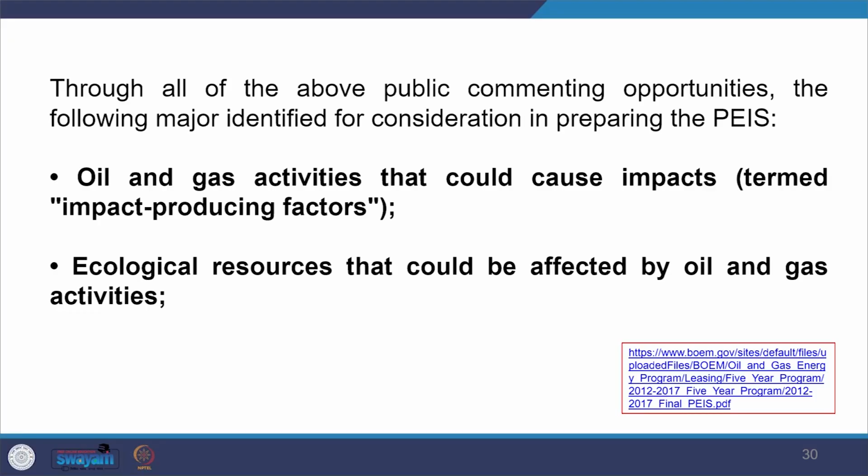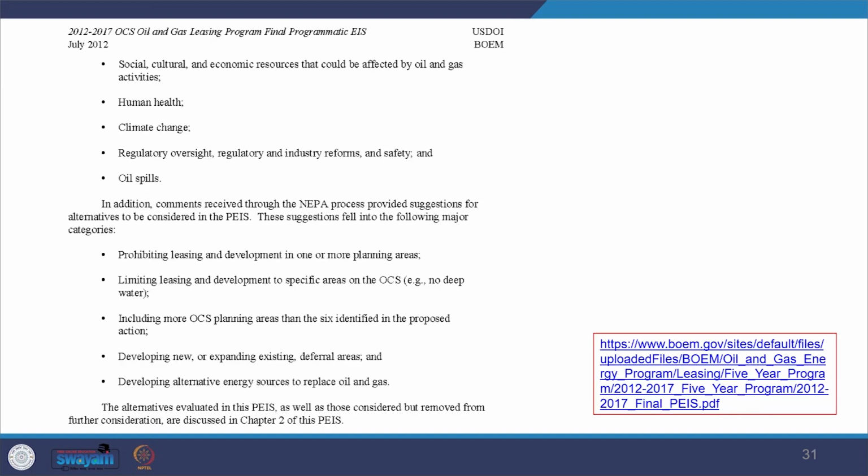So you see oil and gas activities, then they had ecological resources that could be affected by oil and gas activities. Then they have identified socio-cultural and economic resources, human health, climate change, regulatory oversight, oil spill, prohibiting leasing, limiting leasing, including more planning areas, developing. So these all areas came through public commenting opportunities, so larger public participation. Through that they got these impact areas.